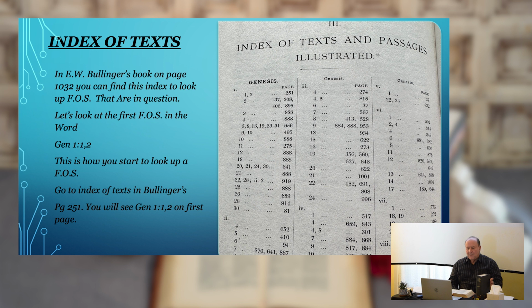Bullinger. So I'm going to show you how we look up the verse of scripture, I mean, a figure of speech. And I picked the first figure of speech in the Bible, which I figured would be a good place to start. So if you wanted to look up a verse of scripture in Bullinger, in the back on page 1032, there is an index. And as you can see, it's right there, index of texts and passages. If you look at the first line, it says Genesis, and there it is, Genesis verse 1 and verse 2. And it tells you what page to go to. It says page 251. Well, let me just meander on over there.